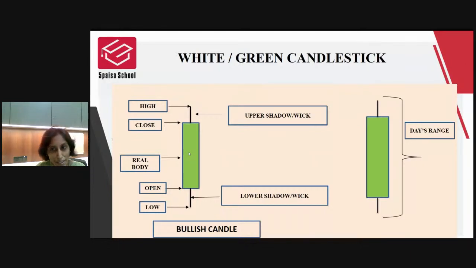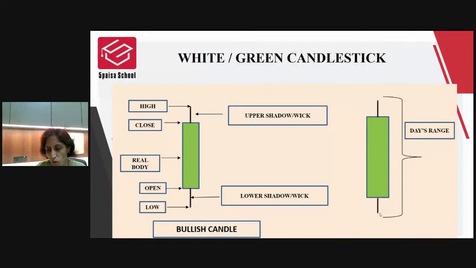And how do you understand that the market is bullish? In this case, you will find that the closing prices will be over and above the opening prices. This is the highest price of the day, and this is the lowest price of the day, which is what we have already understood from our previous sessions. And this is the upper wick or the upper shadow, and this is the lower wick or the lower shadow. Why bullish? Because the closing price is over and above the opening prices. This is the day's range. What is the highest price and what is the lowest price?